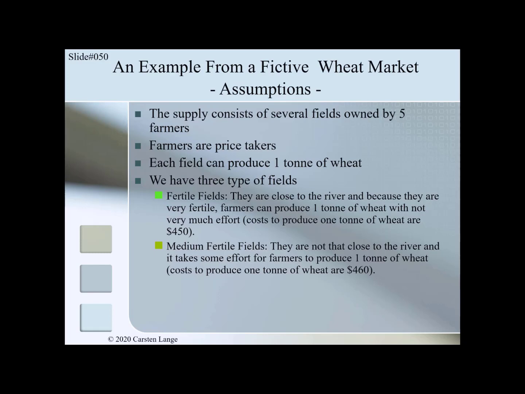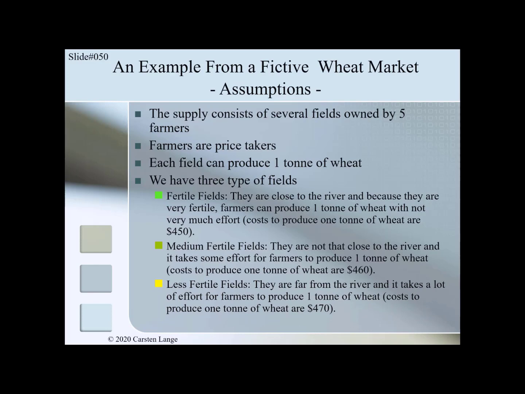The last type of field is called less fertile field. These fields are far from the river, and it takes a lot of effort for farmers to produce 1 ton of wheat. Therefore, the costs to produce 1 ton of wheat are $470.